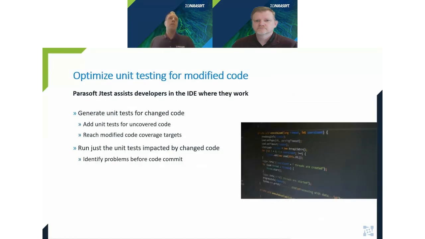Now, when we talk about modified code, in addition to being able to help you measure your modified code coverage, Parasoft Jtest helps developers optimize their workflows around handling the code that they're modifying. And it does that in two primary ways. So as you'll see in a moment, Jtest is installed in the IDE where the developers work, where they're writing their code. And one really neat feature is that when they have changed code, it allows them to generate unit tests that are optimized to cover just the code that was changed.